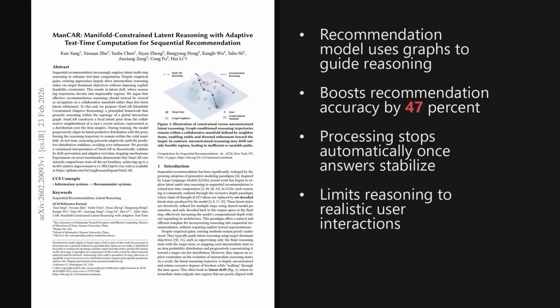Wrapping up, 2 key takeaways stand out. Treating recommendation as navigation on a constrained manifold effectively eliminates latent drift, and adaptive stopping ensures the model is both accurate and efficient. This proves that grounding latent reasoning within a global graph structure is a powerful recipe for next-generation recommenders.